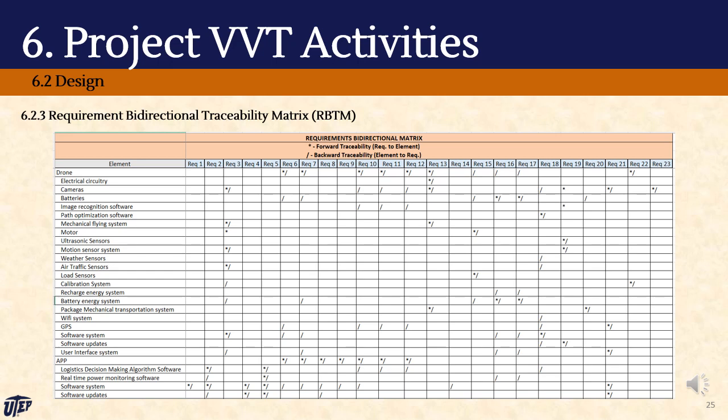Elements essential for fulfilling this requirement, such as cameras, mechanical flying system, motors, sensors, and power monitoring software, are outlined within the matrix, establishing their relationship to forward and backward traceability as demonstrated in the slide.